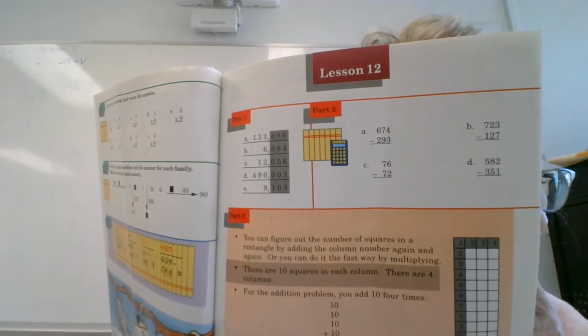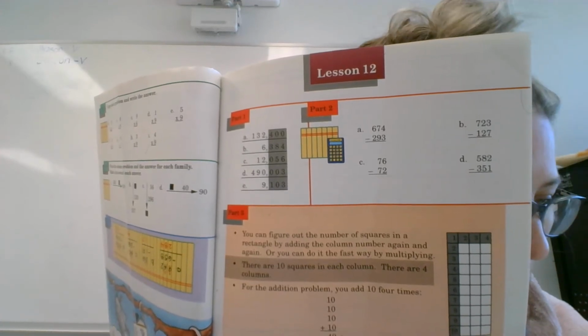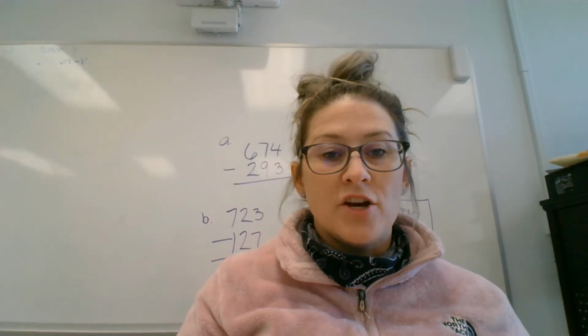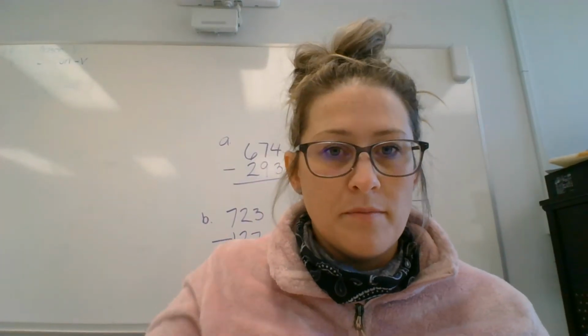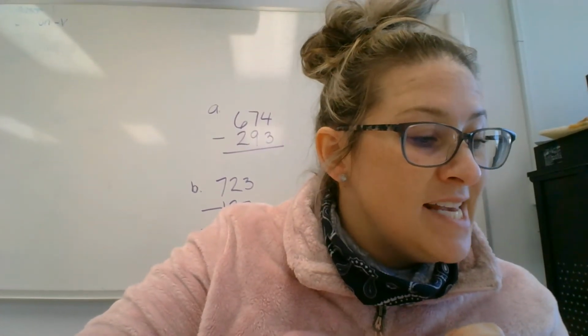Part 2. For some of these problems, you have to borrow. For others, you do not. Use your lined paper, copy all the problems down in Part 2, and work them. You can use a calculator to check your work. That's what the little calculator is for on the paper. However, we are going to do A and B together, and you guys are going to do C and D.